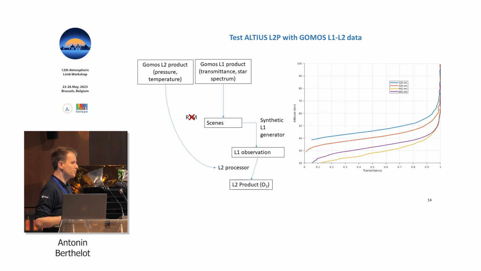And now what we want to do is to actually use the data from GOMOS, so the full transmittance, not just the high-frequency photometer. So we don't need our RTM anymore to generate the scenes. We just take transmittance and star spectrum from GOMOS L1 product. We also use their pressure and temperature profiles from the L2 to insert it into our L2 processor. You have here transmittances from GOMOS, so at 4 different wavelengths, and you can see a bit of this scintillation effect, I believe, here at 442 nanometer.